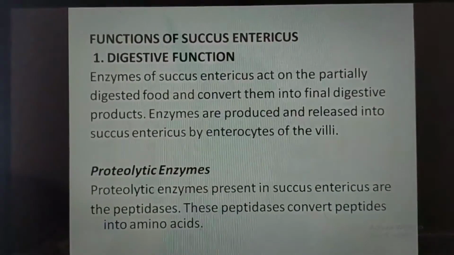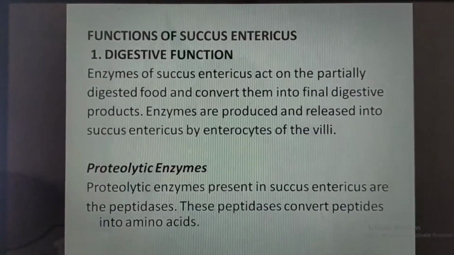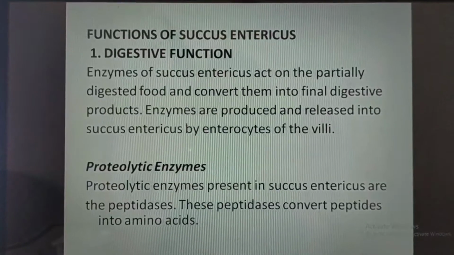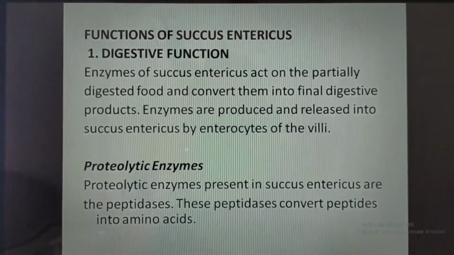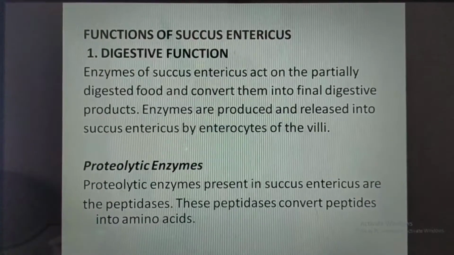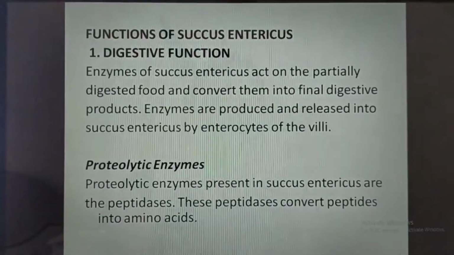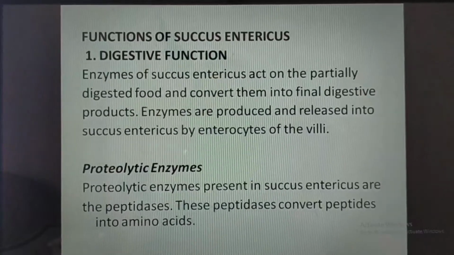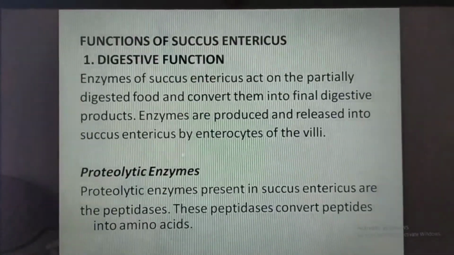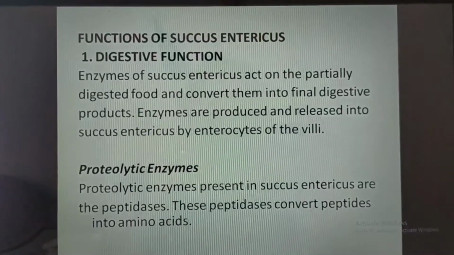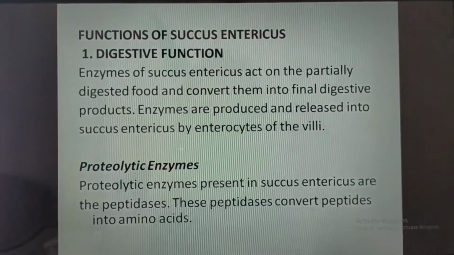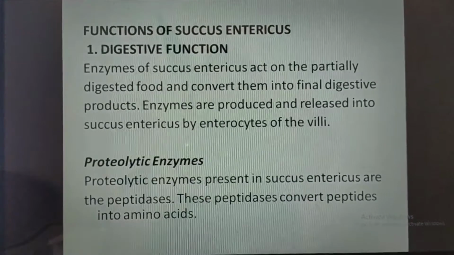Now we'll see the functions of succus entericus. First function would be digestive function. Enzymes of succus entericus act on the partially digested food and convert them into final digestive products. Enzymes are produced and released into succus entericus by enterocytes of the villi. Proteolytic enzymes present in succus entericus are the peptidases. These peptidases convert peptides into amino acids.